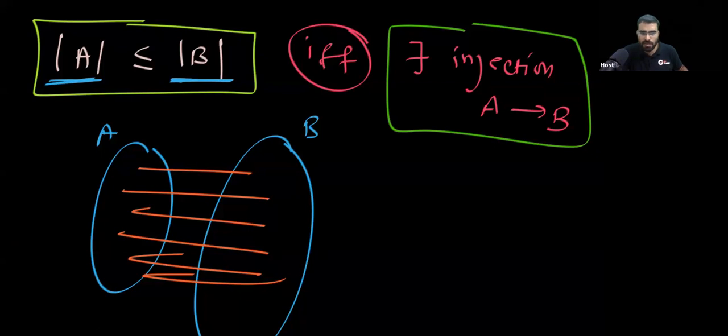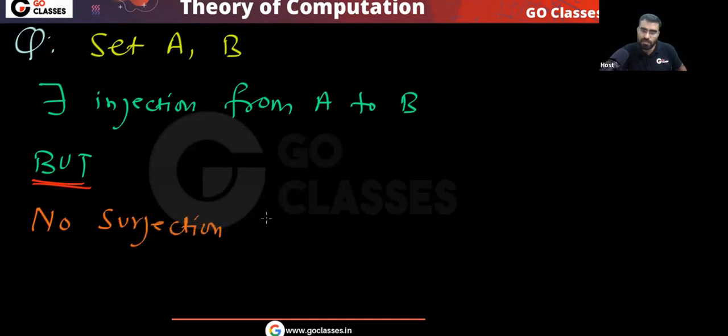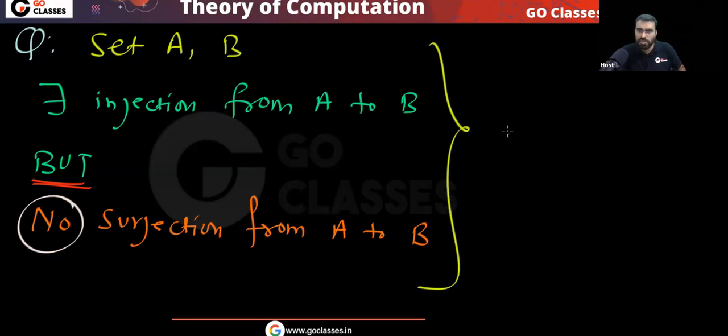Now, let me ask you one question. Let's assume you have set A and set B, and there exists an injection from A to B, but there is no surjection from A to B. In this situation, what can you say about their cardinality?